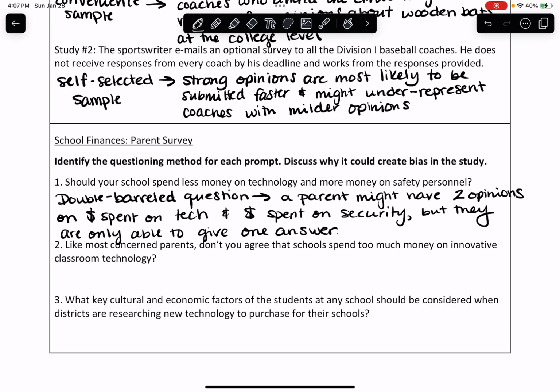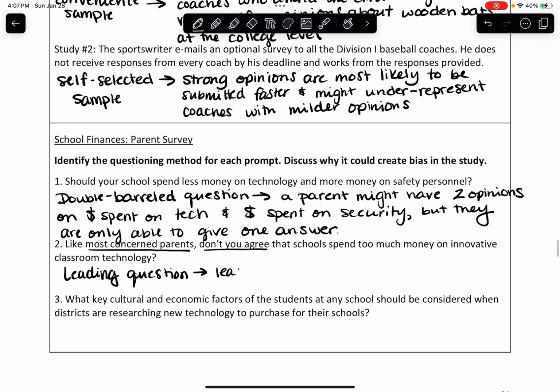So the second question, like most concerned parents, don't you agree that schools spend too much money on innovative classroom technology? This is a leading question. They're saying, like most concerned parents, and don't you agree? They're being led to believe that most parents feel this way.